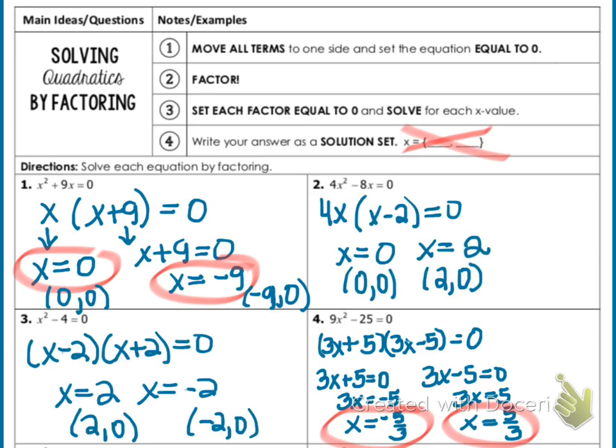All right, thanks for giving those a try. So number 2, your solutions are 0 and 2, or 0, 0 and 2, 0 written as ordered pairs. And for number 3, the solutions again are opposites of each other, because that one doesn't have a b term, so it's symmetric about the y-axis. So x equals 2 and x equals negative 2, or 2, 0 and negative 2, 0.